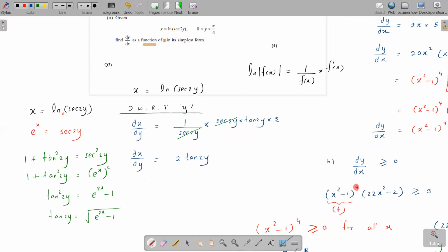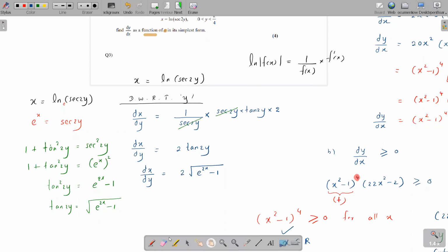You can ask questions. Please ask. dx by dy equals 2 into root e to the power 2x minus 1. These kinds of questions are really probable in your exam. So when you make it dy by dx, you turn it the other side: 1 over 2 times root e to the power 2x minus 1. It's a popular type of show-that question where they give you a differentiation to do in terms of y, and they want you to write the answer back in terms of x. So definitely you need to be prepared to do sums in this particular format. Okay.